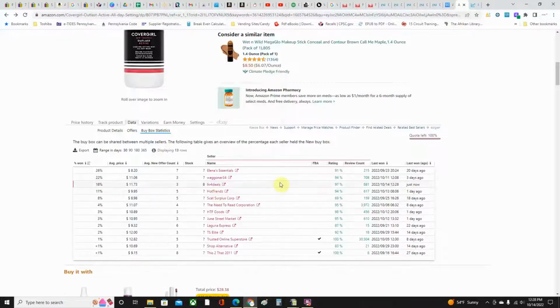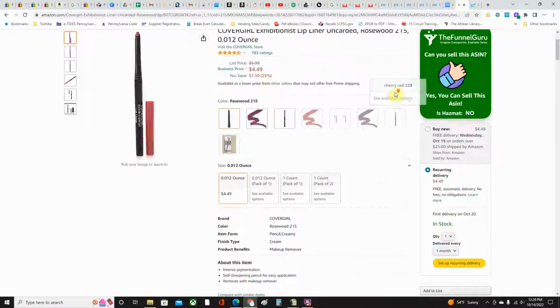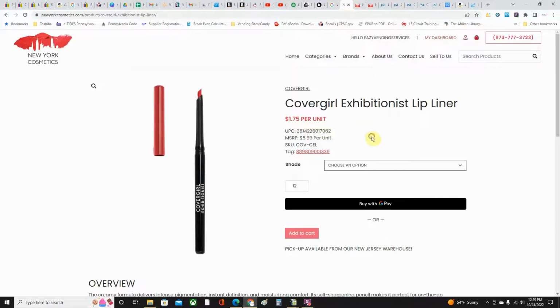So let's find a product that Amazon is on a little bit more often than this one. Alright, so I found a product that Amazon is on, and an instance where you probably won't make any money if you sourced it from this particular company. So on this website, they got these CoverGirl Exhibitionist lip liners. Okay, they're selling them. You only got one color choice, cherry red. Looks like it's going to be a lot of 12.